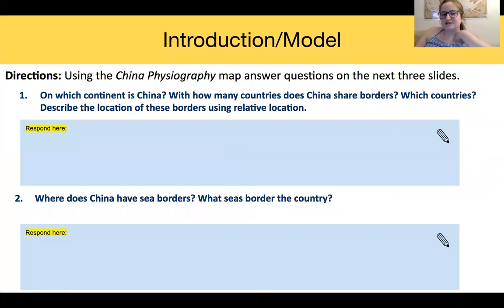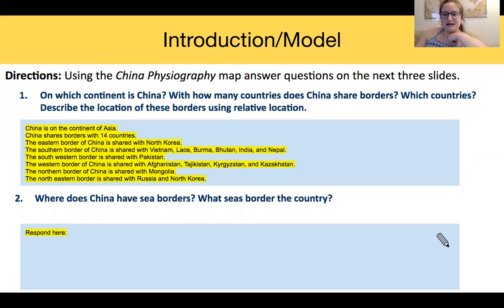Now, using this physiography map, let's answer some questions together. On which continent is China? And with how many countries does China share borders? Which countries? We're also going to describe the location of these borders using relative location, another concept in geography that we learned a little earlier in the year.